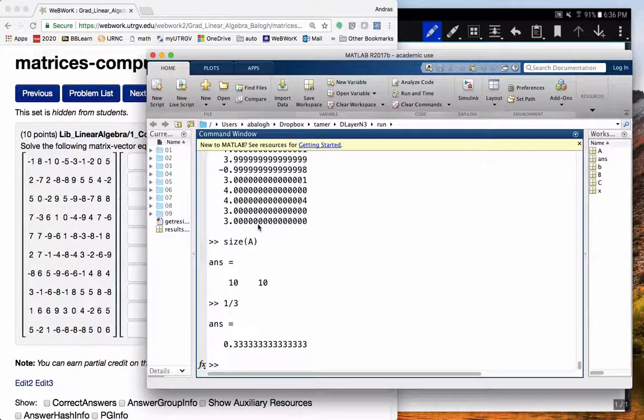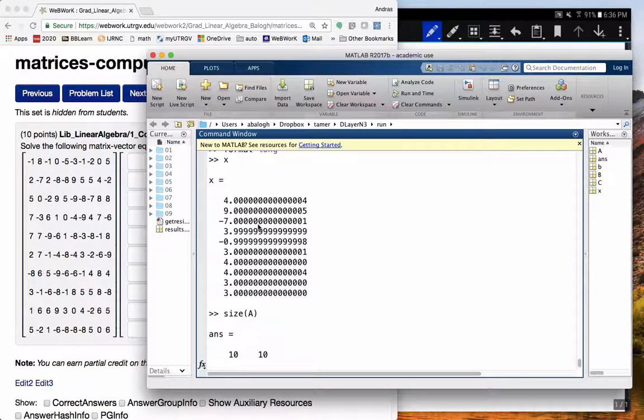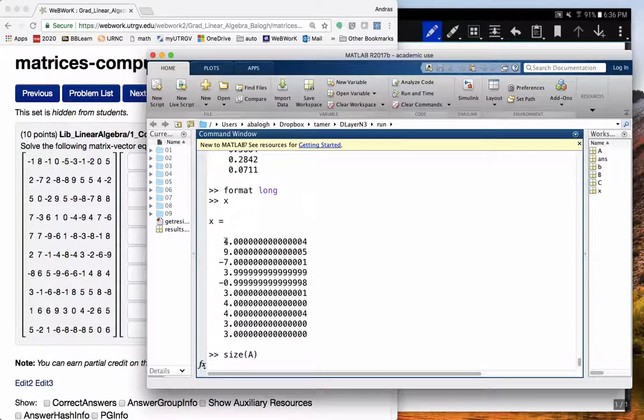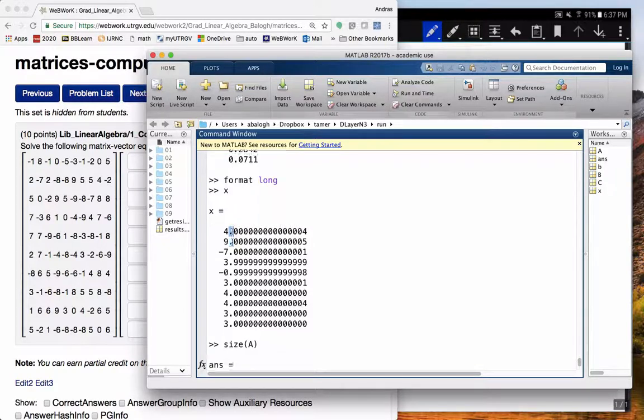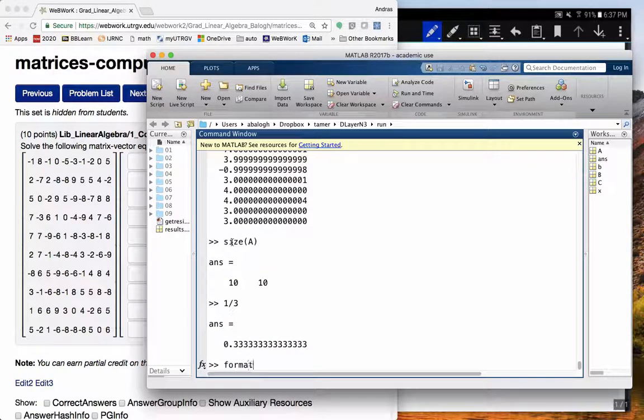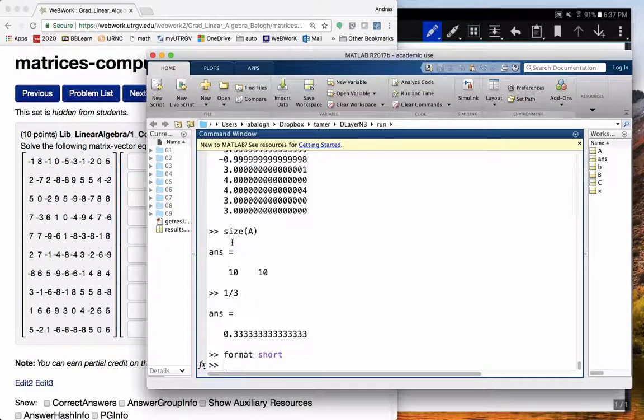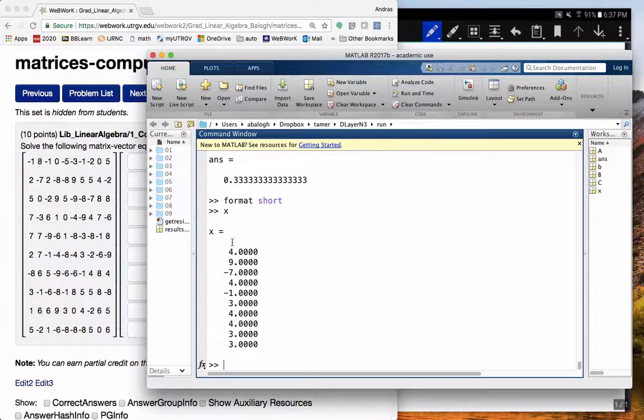But in Mathematica, since it does computation symbolically, it might give you simply fractions. And that's one problem with Mathematica, that you get a bunch of fractions that are pretty much useless. It's much nicer to see decimal numbers, especially if these are integers. To go back to the shorter format of display, we use format short.